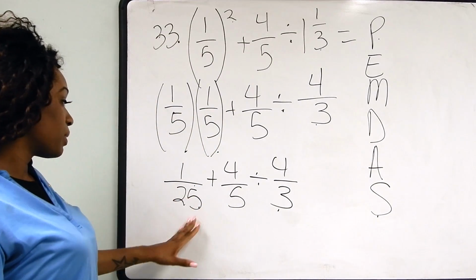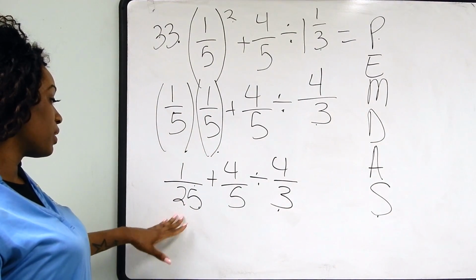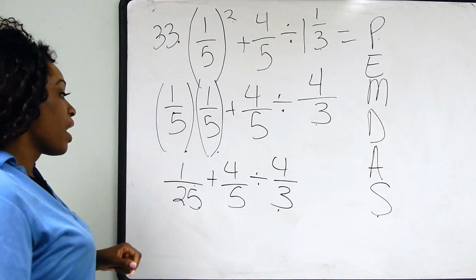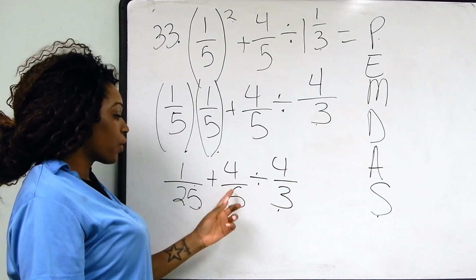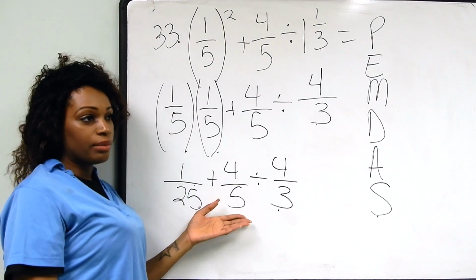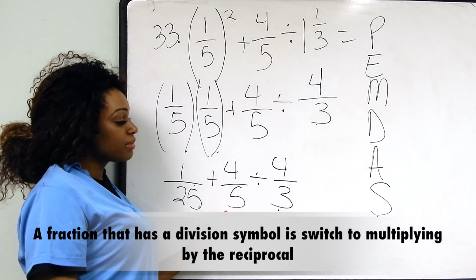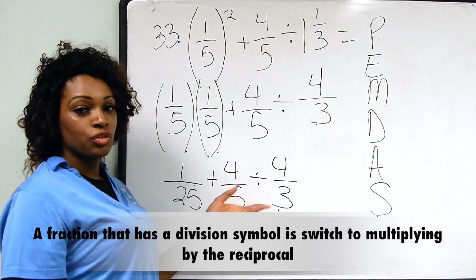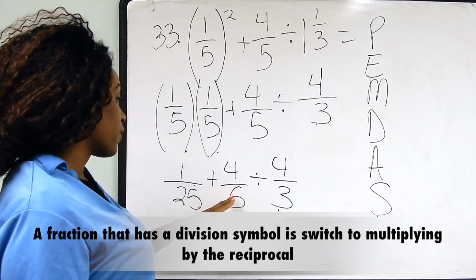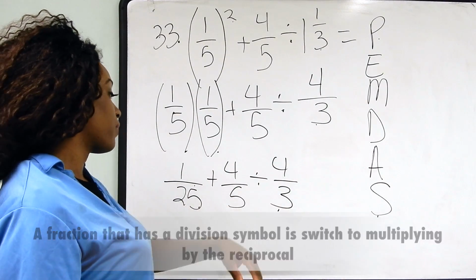So once again, 1/25 plus 4/5 divided by 4/3. And because of order of operations, we're going to do 4/5 divided by 4/3. Remember, when dealing with fractions, when it comes to division, you're not dividing, you're really multiplying by the reciprocal. So we're basically going to take 4/5 and multiply it by 3/4.